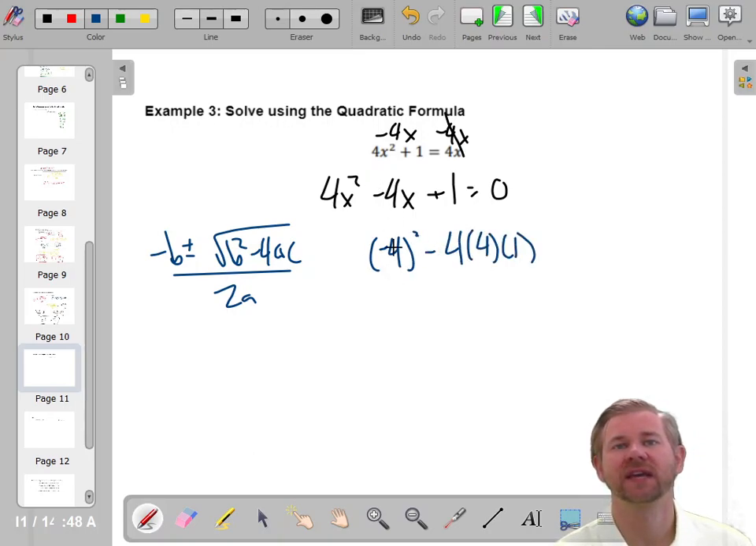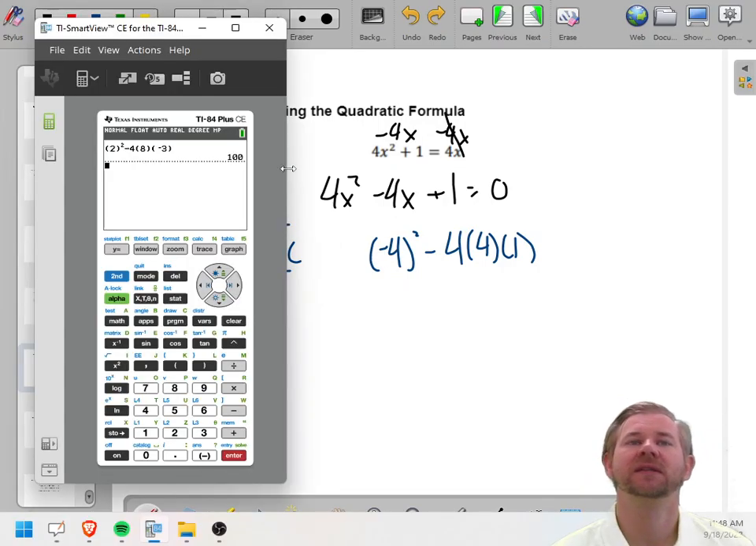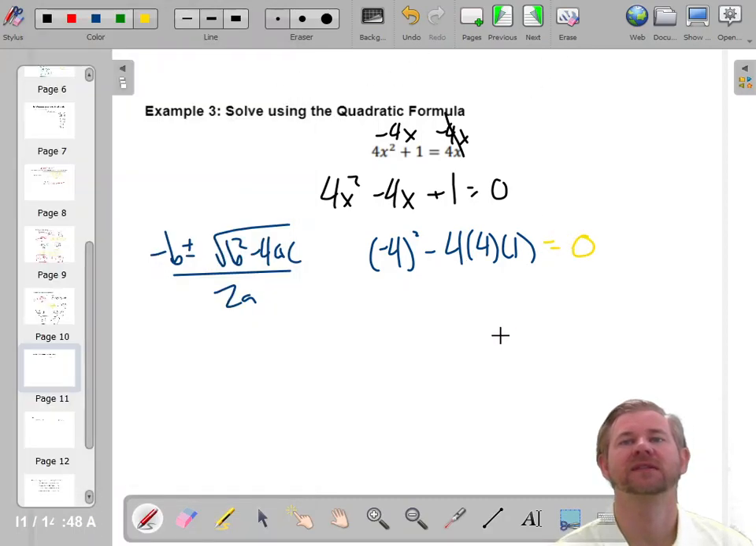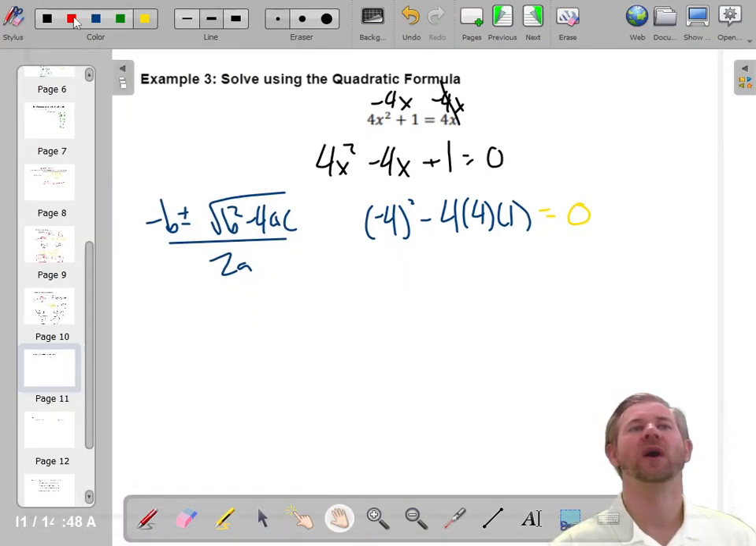B squared is negative 4 squared minus 4 times A, which is 4, and C is 1. This 4 is just part of the equation. Okay, I can show you where it comes from, but it's just part of the equation. So there will always be a 4 there. This is going to be 0, I think. Negative 4 squared minus 4 times 4 times 1. And it is 0. Okay, so again, we get something interesting. 0. So I fill in the rest of it.